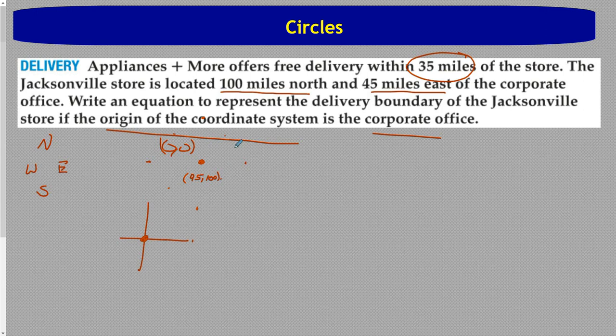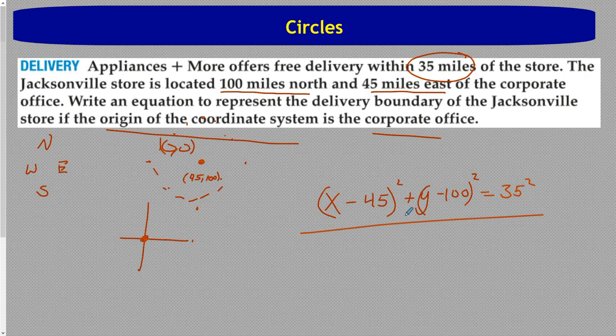And what shape do we start to get? Well, it's going to be a circle, right? So x minus the x coordinate of the center squared plus y minus the y coordinate of the center squared equals the radius squared. There's the equation that would represent the delivery boundary of the Jacksonville store. That's as far as they will go.